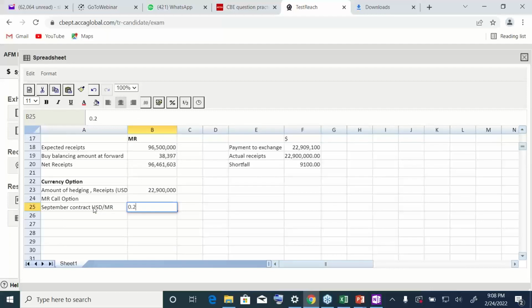Point 2368. Okay, now number of contracts: 22.9 million divided by 0.2368, and then divide by 500,000. That gives 193.41, so we will write 193. Round down the contract. It will be under hedging.